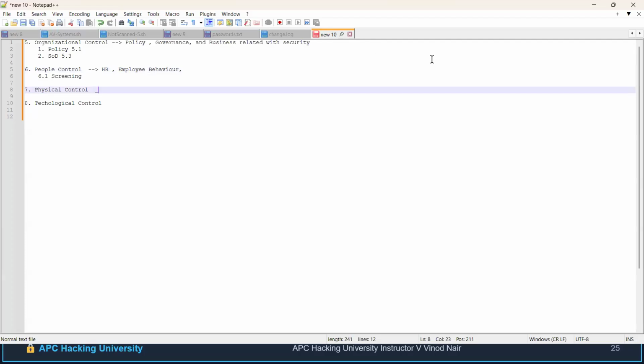Then we will come to physical control. What do you think about physical control? Anything related to the physical environment.